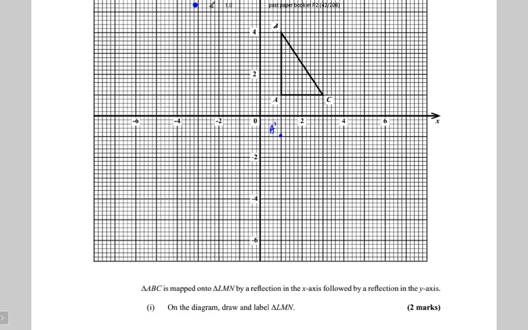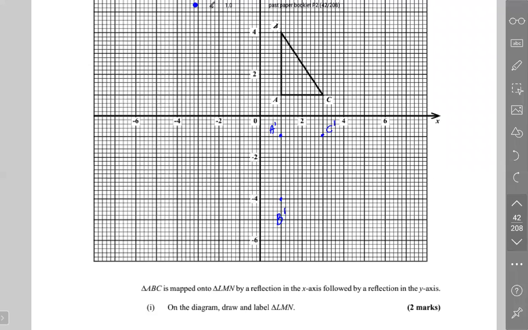C is also 1 above, so this would be C prime. Then B is 1, 2, 3, 4 units above. B prime would be 4 units on the other side of the mirror line. So B prime would be 1, 2, 3, 4, which is here. No, we don't need to draw this because we're not told to draw this. We're told to draw LMN, which is what you get after you reflect twice. So if you wanted to, I don't think it hurts, but let's not reflect it for the time being.